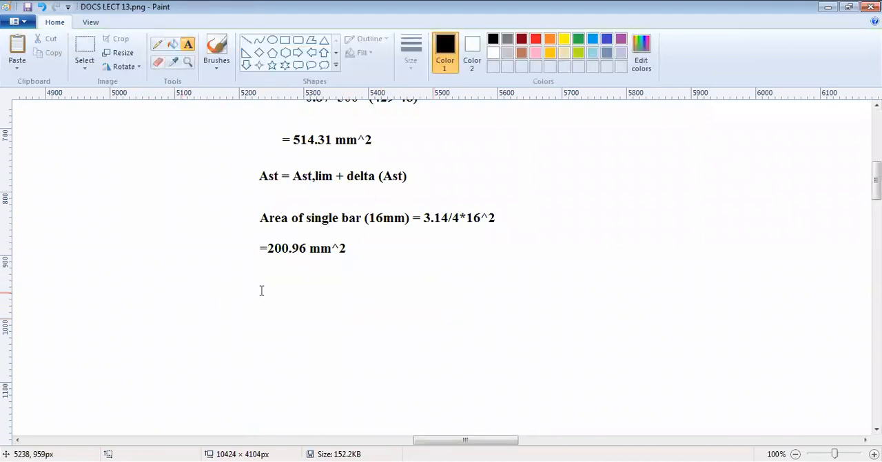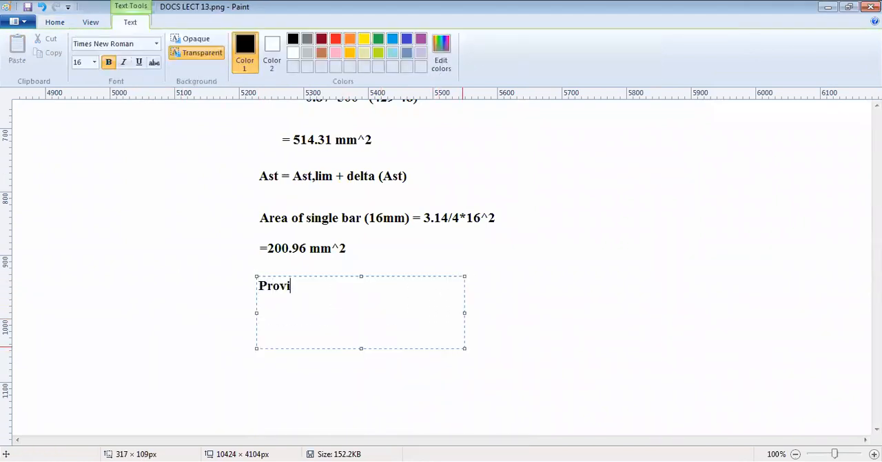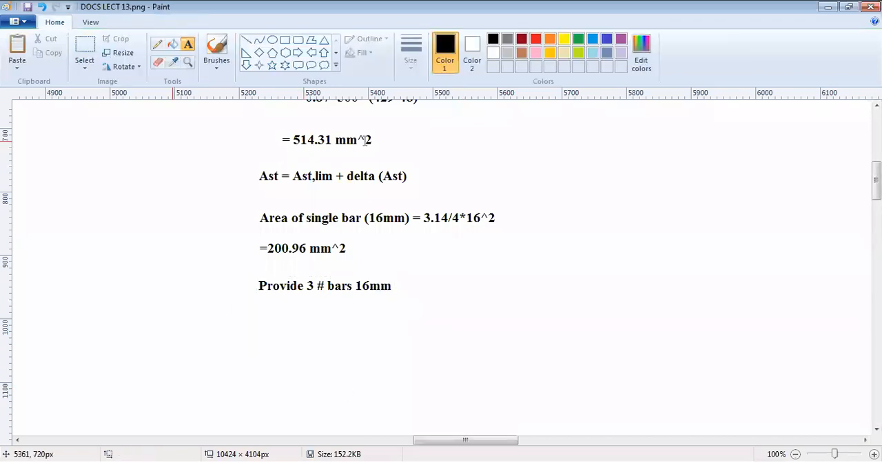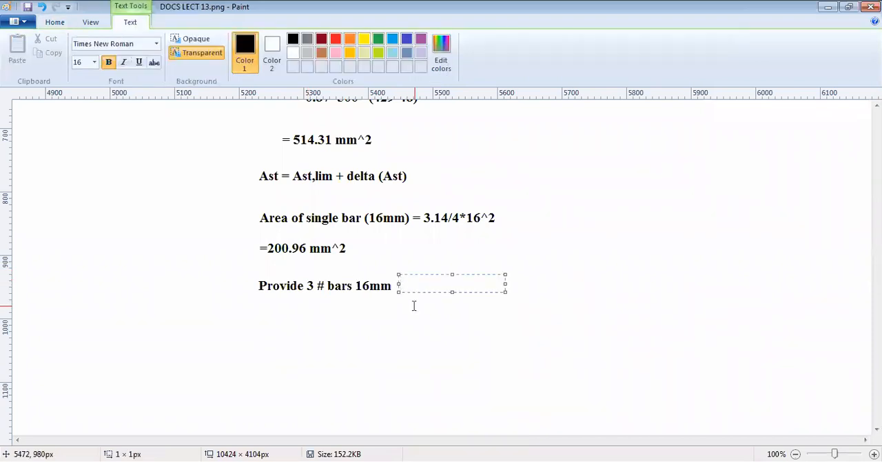So how many bars would you require? You require 3 bars. Each bar is 16 mm. Kaise 3 bars provide karna hai? It's simple, 514 divided by 200. So you are getting 2 point something, which is 3 bars. We are providing 3 bars, 16 mm for delta AST.